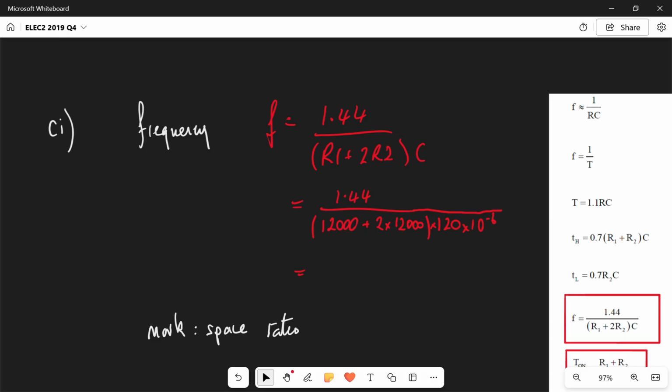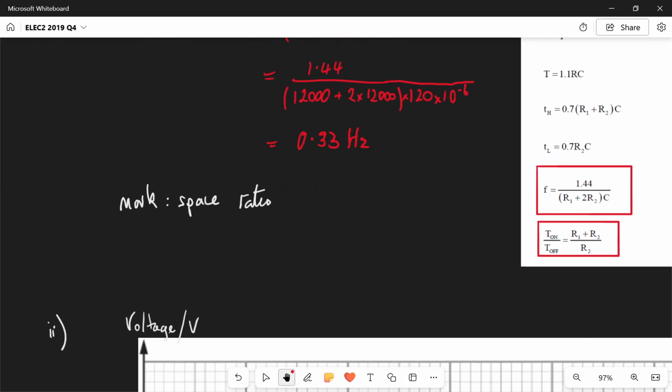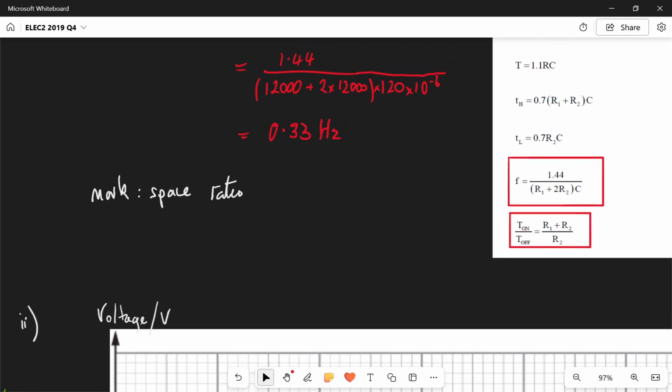So we can extend that. And what that does is it gives us an answer of 0.33 hertz. And that's quite a nice value, and hopefully you can recognize that 0.33, if you turn that into time, would be 3 seconds for a period.